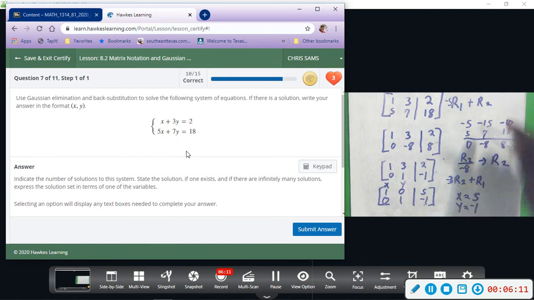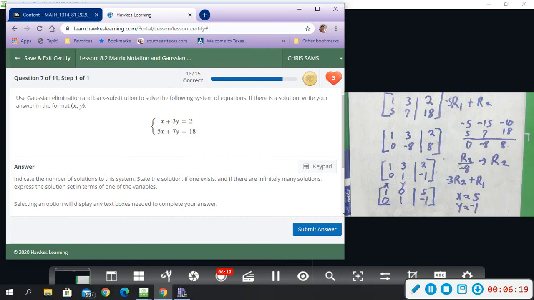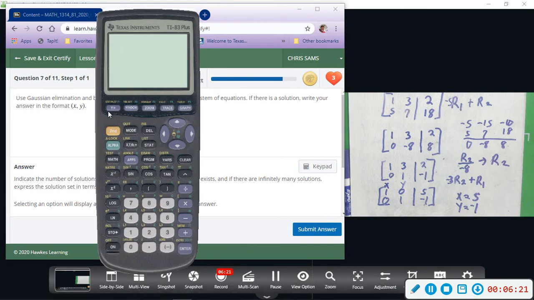Now, it's a lot of work. I only want to show you once. I'm going to let you guys use the calculator unless you're going to be doing this more. You can practice on it. So here is how you do this in the calculator.